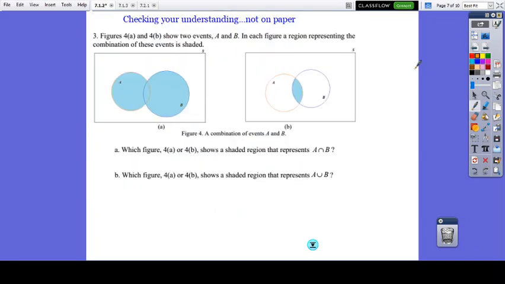This is not on your paper, but figures 4A and 4B show two events, A and B. In each figure, a region representing the combination of these events is shaded. Which one of these figures shows an intersection? Think about that in your head. And which one shows a union? Think about that. The intersection is for B and the union is for A. Hopefully you got that right, but those are the ideas there. Again, the intersection is where do they both occur, and the union is where do one or the other or both occur, and that's the or.